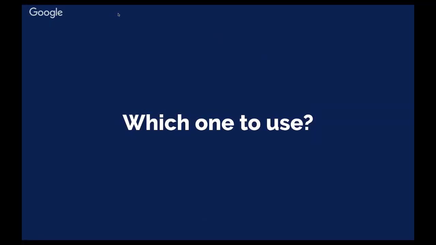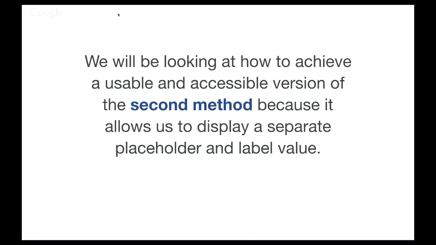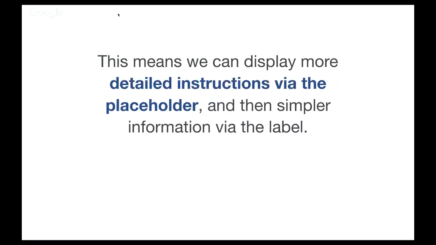So which one to use? Well, we're going to be looking at the second method. And the reason why I started to do this one for my testing was, one, because it was more complicated and therefore more fun, but two, it had one little benefit that I thought could be quite good, in that it allows us to do a separate placeholder and label value. So what this means is you could, in theory, give more detailed instructions in the placeholder and then have a simple label, or the other way around if you wanted.